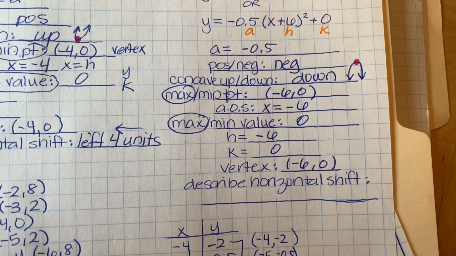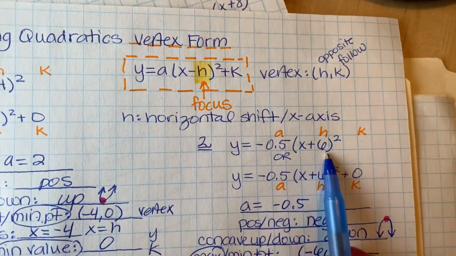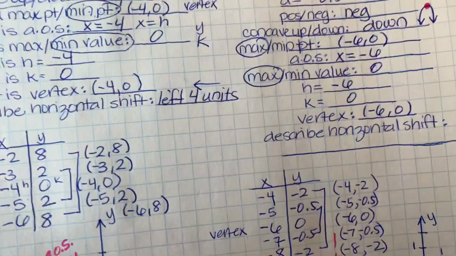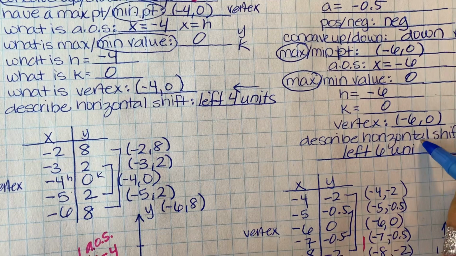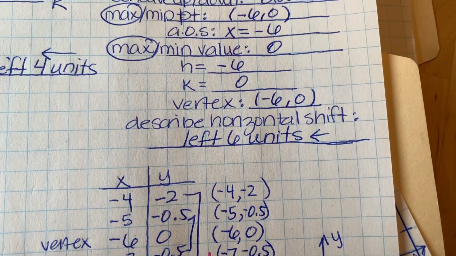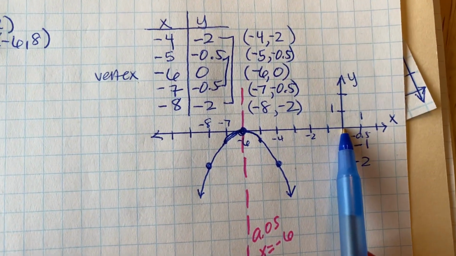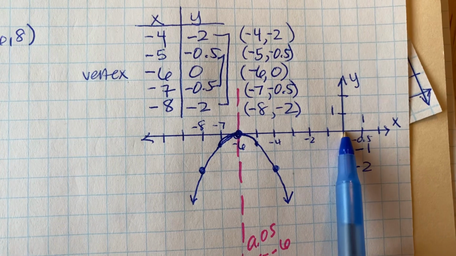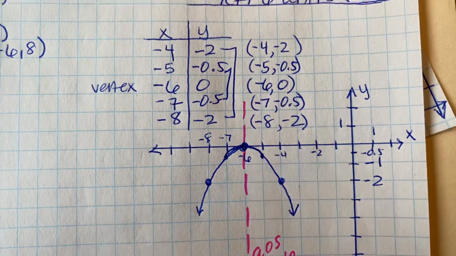Okay, describe your horizontal shift. Again, when you see x plus a number, it's the opposite of that. And so we were doing left 6 units. So we're shifting in that direction. Left shift 6 units. So here is our origin, 0. You saw x plus 6, so we would then move 1, 2, 3, 4, 5, 6 units to the left.